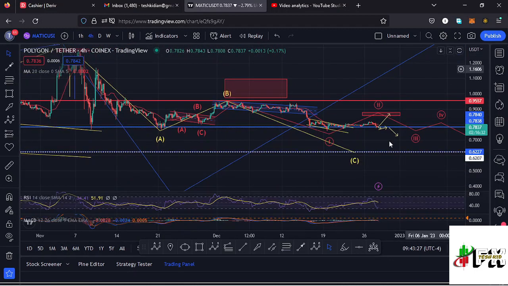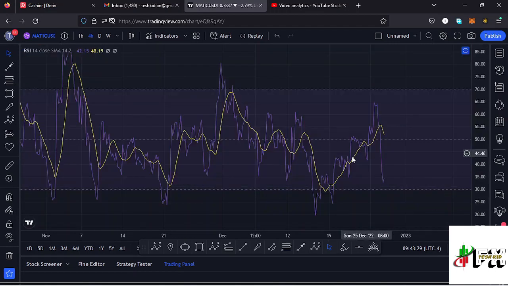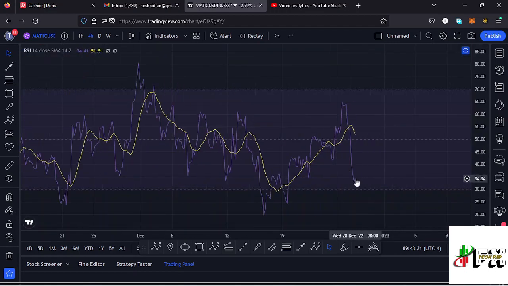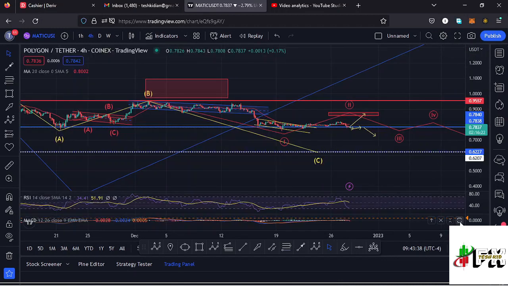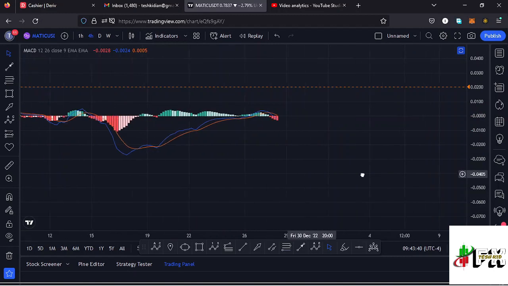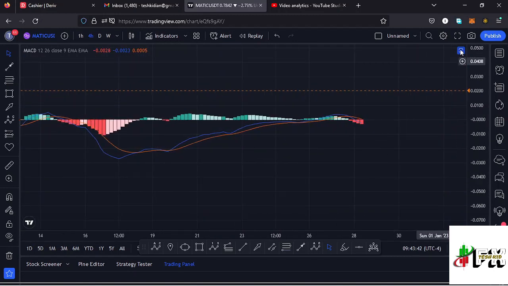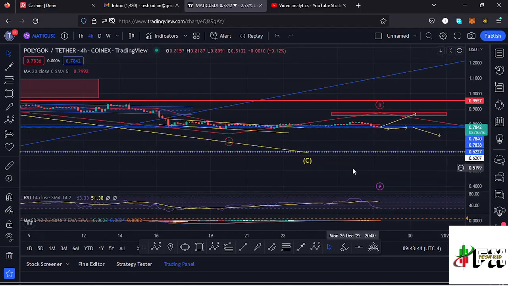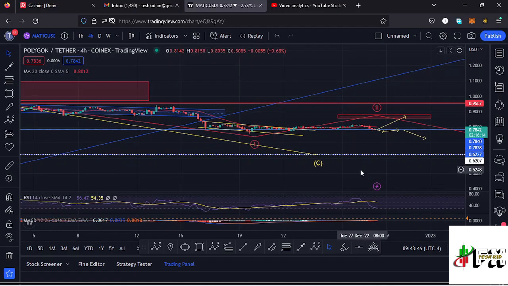Also taking a look at the indicators to see what movements will be supported. On the RSI we are trading at around the 34 mark, meaning we have massive room for us to support any movements to the upper side. Also taking a look at the MACD, on the MACD we have printed a bearish cross, and that means lower prices are coming our way. So let's be patient and see how that plays out. And that's the update for Polygon Matic.